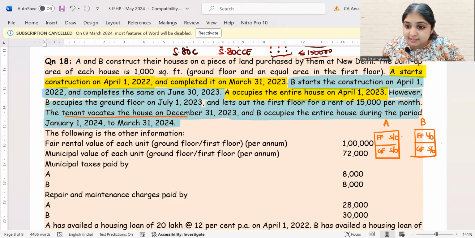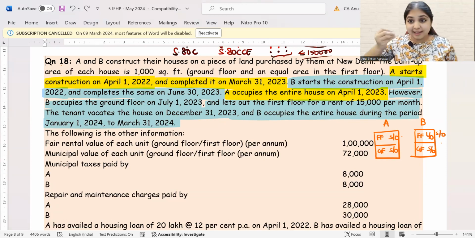Later, what happens? The tenant vacates the house. Which house? The first floor. B had let out the first floor, right? So the first floor tenant vacates the house on 31st December and B occupies the entire house. So he self-occupies the first floor also, Jan to March 2024.